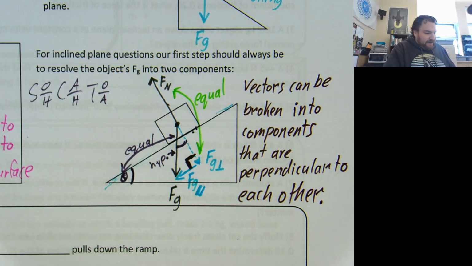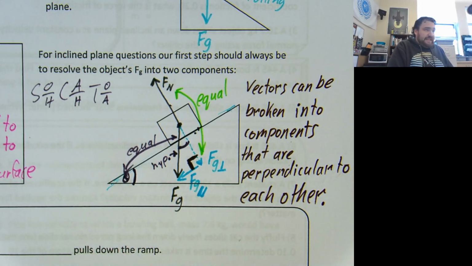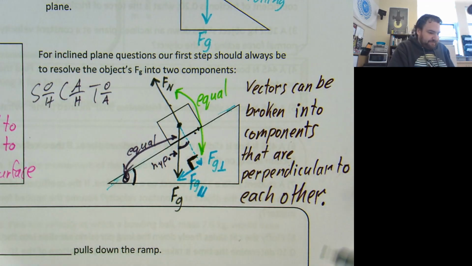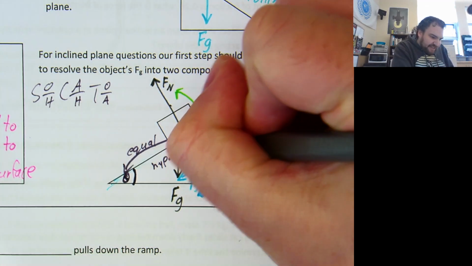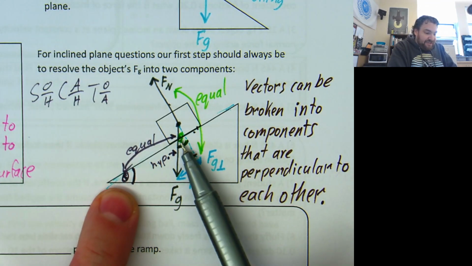For the sake of saving you guys some work in the future, as you do some of these questions, and to review a little bit of your trig, I'm going to give you guys expressions for Fg parallel and Fg perpendicular right now. If this is the angle up here that we're using, I'm going to call it theta because it is theta. These two angles are the same.